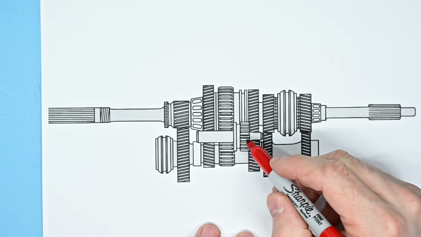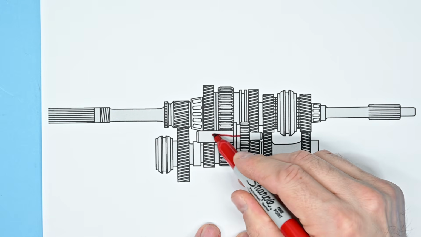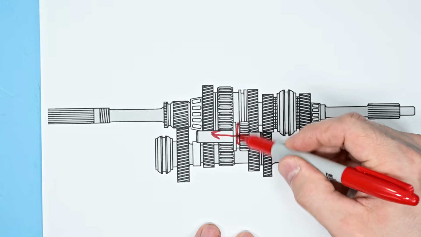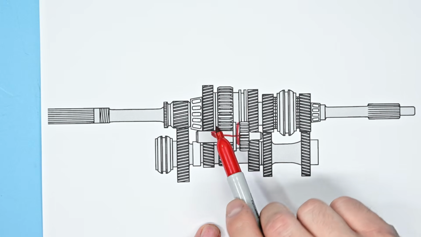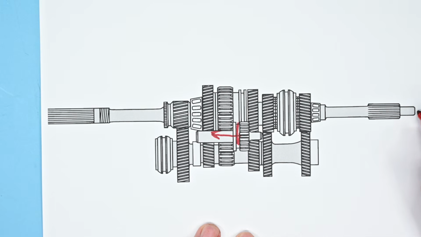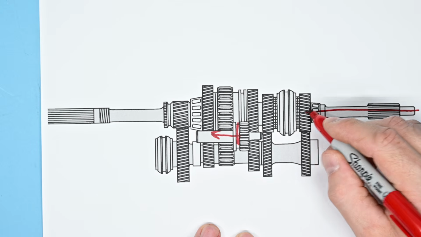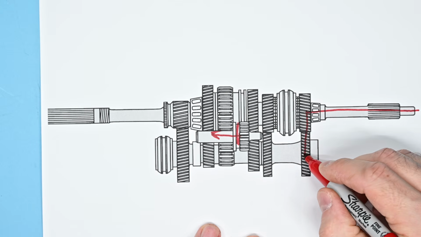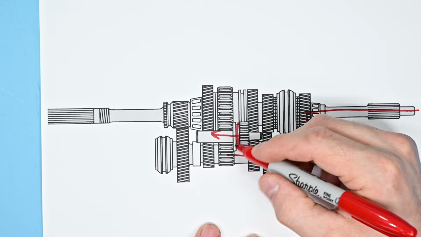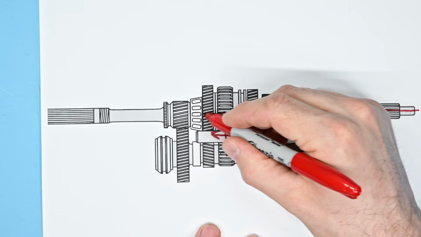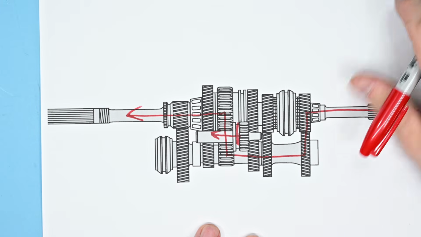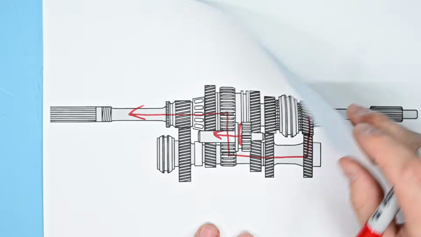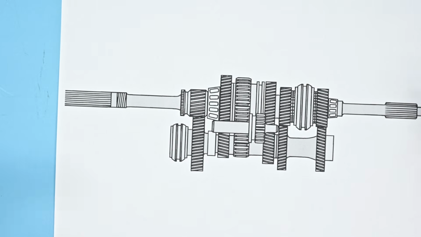And then for reverse, the reverse idler would be slid by a shift fork that's located right here to come into contact with the counter shaft, and then it would also drive the output shaft. So our power flow would come in, and then it would come down, and then it would go out through those spur cut gears. And that's reverse. And it's really as simple as that.